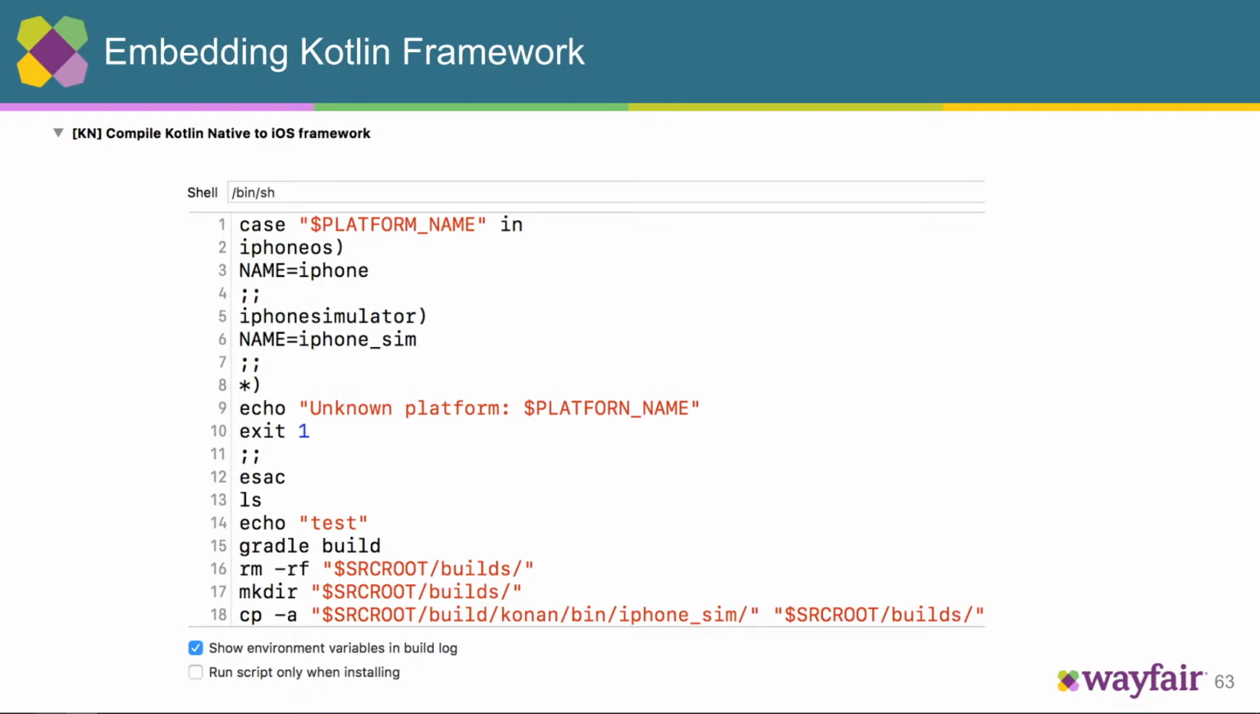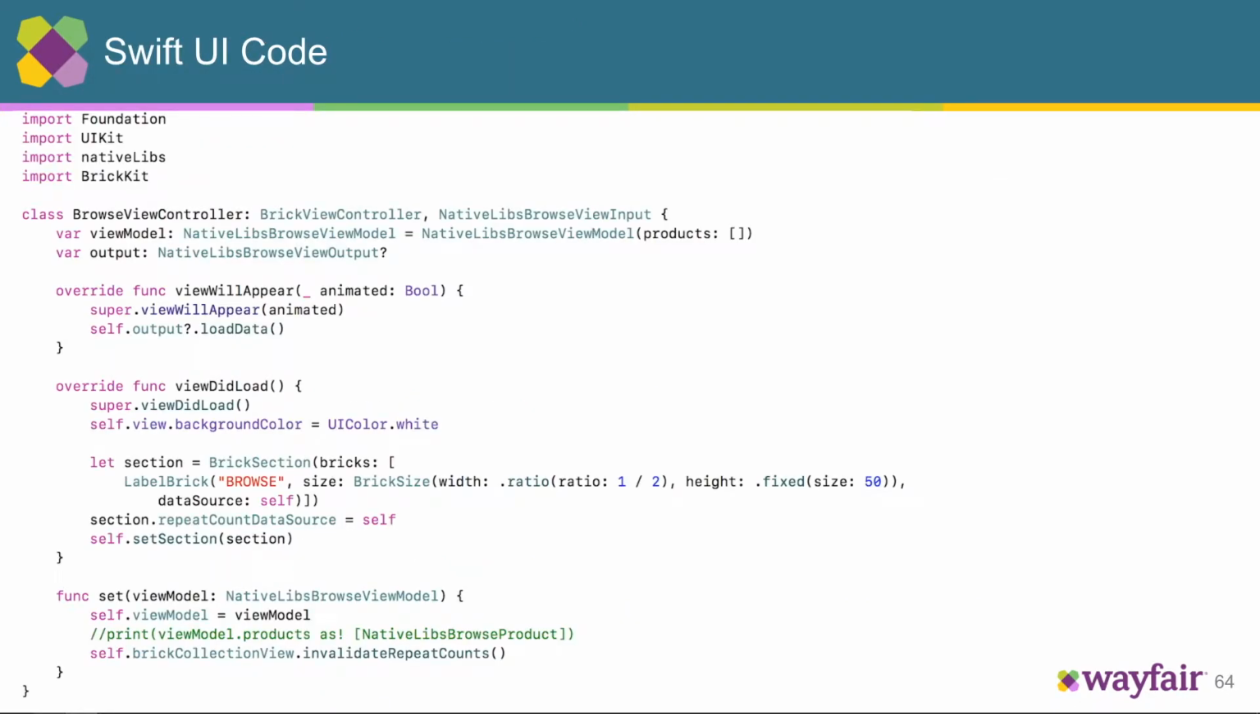So you have to set this up in a weird way, but in the end it works. You end up getting this neat library up here, import native libs, and that allows you to call all of the code that was in that framework that we wrote in Kotlin. Here is just a view controller.